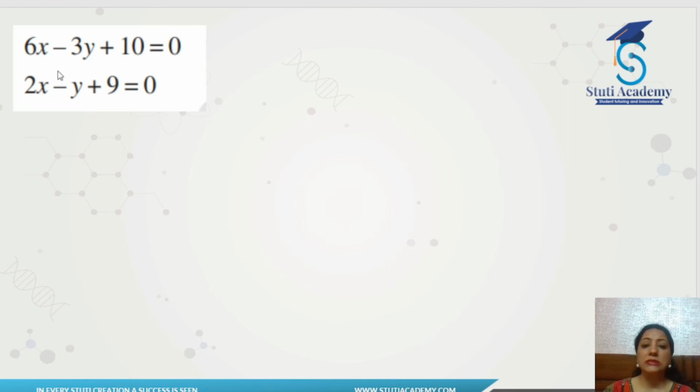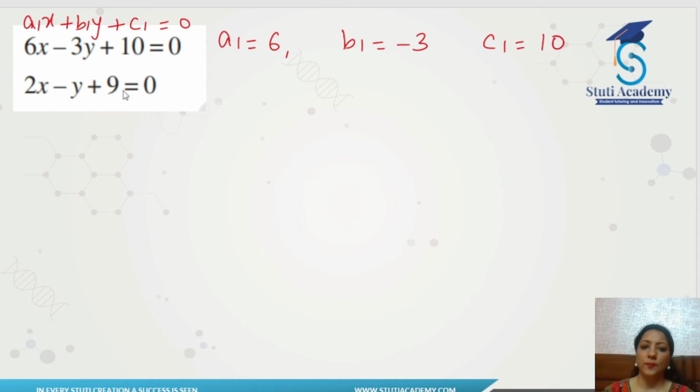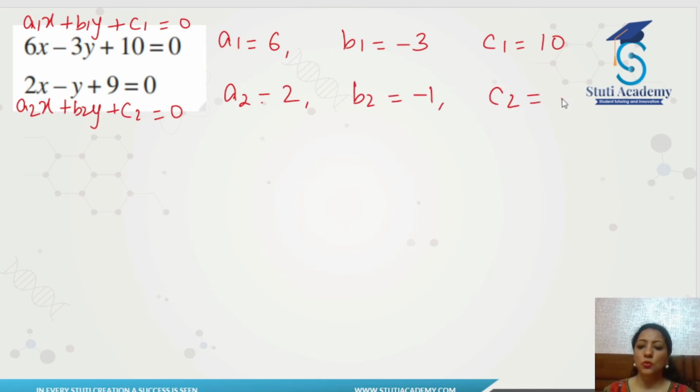Now let's discuss this one. We have a1x plus b1y plus c1 equal to 0. So by comparing these two, we'll get a1 as 6, b1 minus 3, c1 10. Now this is a2x plus b2y plus c2 is equal to 0. So from here we get a2 as 2, b2 minus 1 and c2 9.